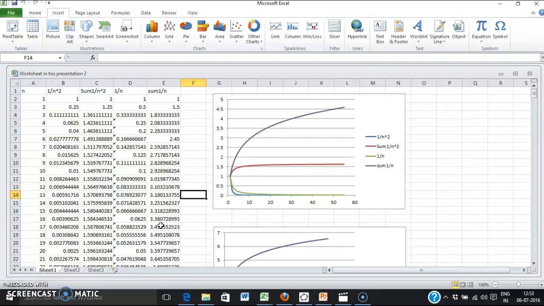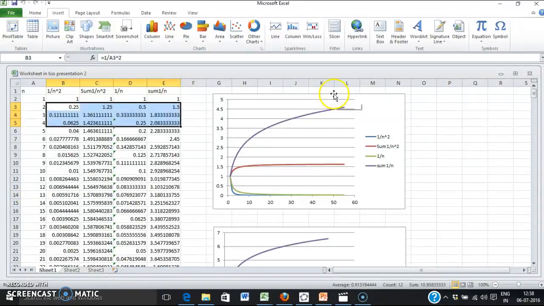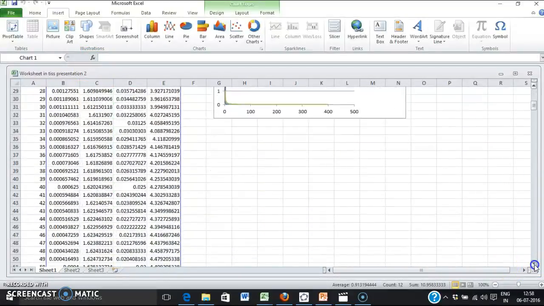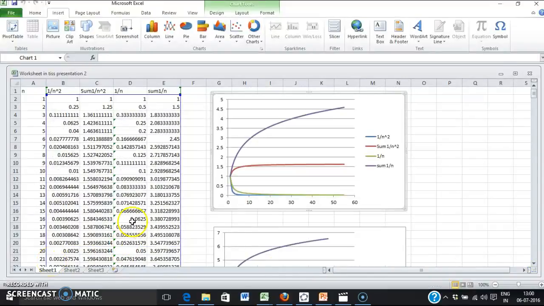Now let us look at the next problem of comparing the convergence and divergence of the sequence 1 by n, 1 by n square and their corresponding series. Now let us see how the spreadsheet application can help us understand the concept of convergence and divergence of sequence and its series. Let me select this graph. We observe that a blue box appears and this blue box continues down till n equal to 55.